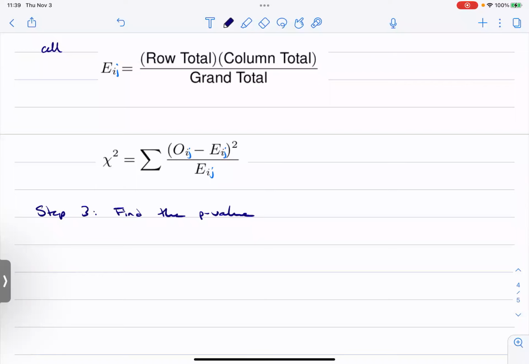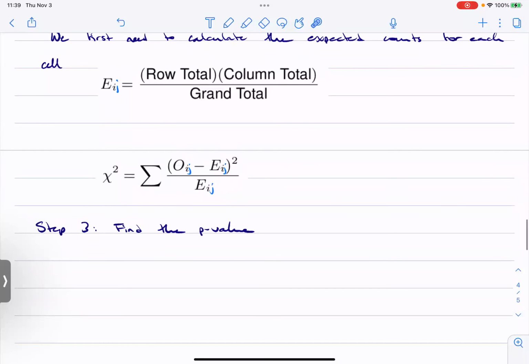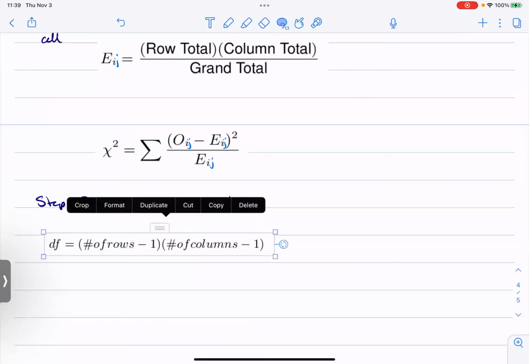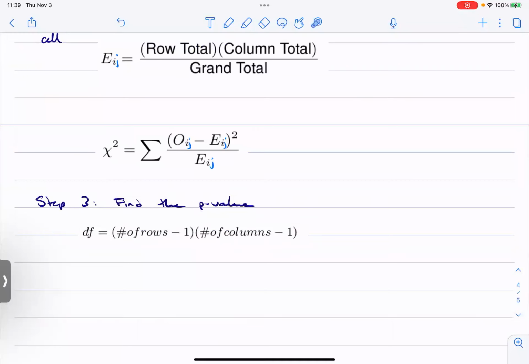In step 3, we have to find the p-value. Now, once we have a chi-squared that we've calculated, then I need my degrees of freedom. That's the only new thing. And with a two-way table, it changes just slightly. But once we have the degrees of freedom and a calculated chi-squared, we can use the same table, the chi-squared table. But we first need the degrees of freedom, which is going to be the number of rows minus 1 times the number of columns minus 1.